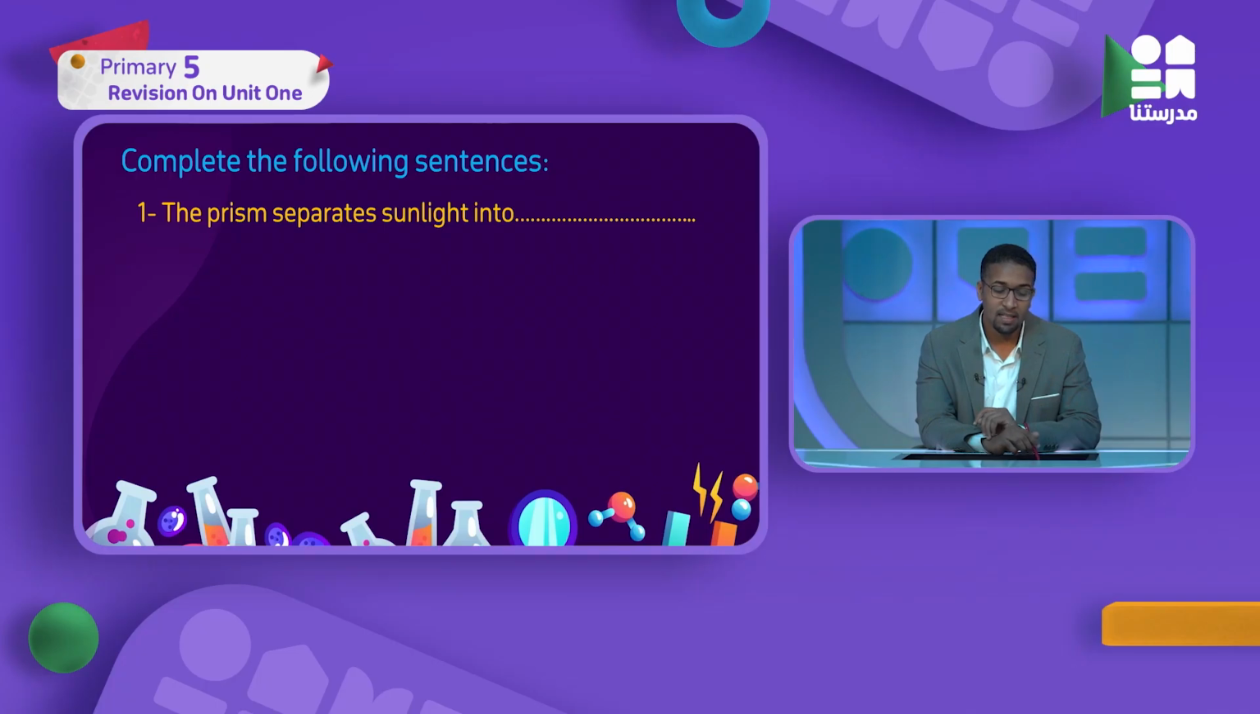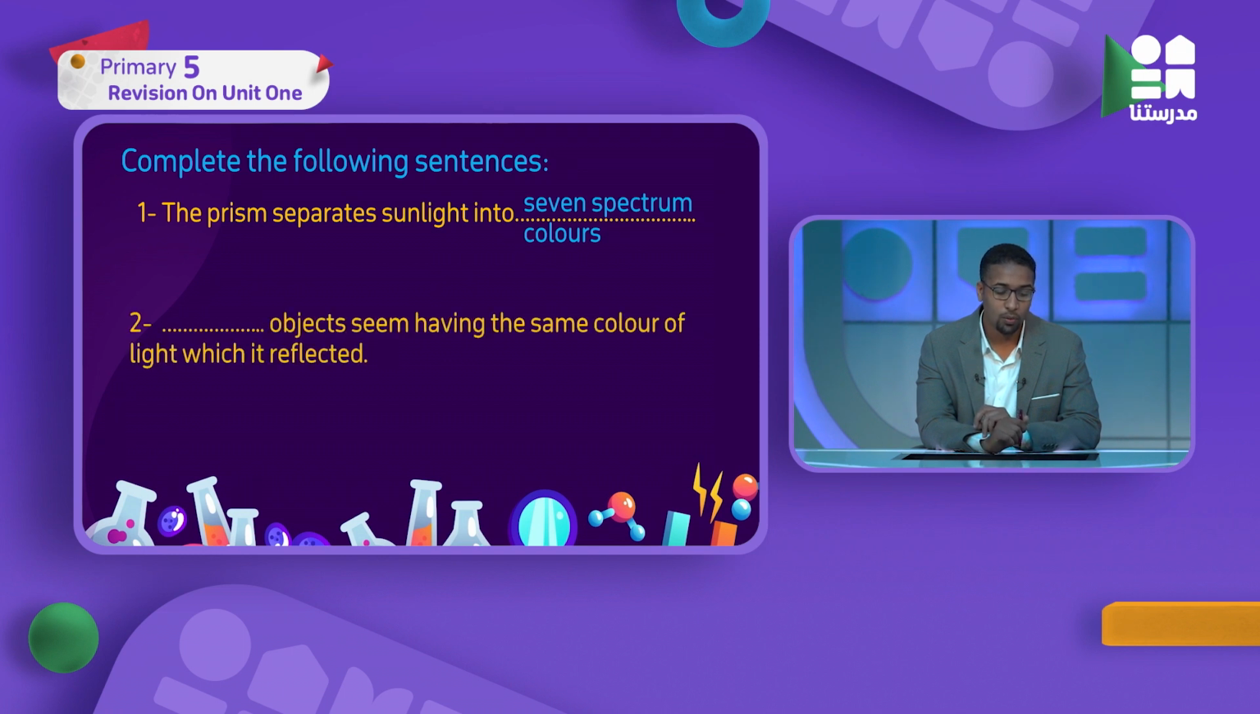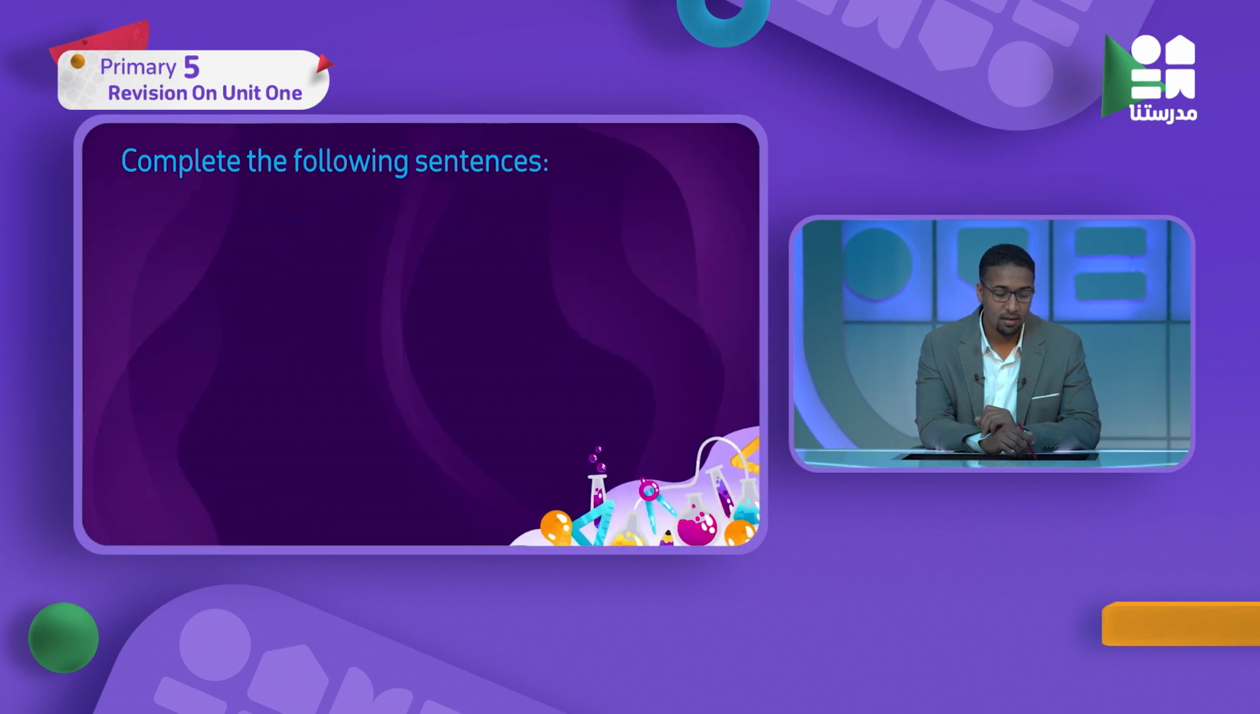So let's answer some questions on this lesson. Complete the following statement. The prism separates sunlight into how many colors? Into 7 spectrum colors. Amazing. Question number 2. An object seems to have the same color of light which is reflected. So will it be colored opaque or colored transparent? It will be opaque. Okay, amazing.